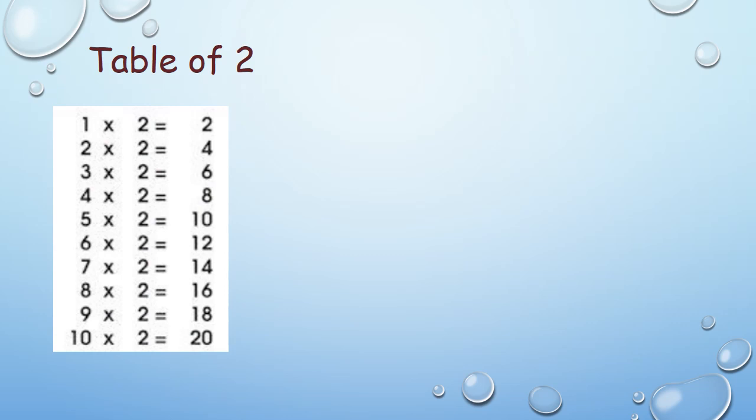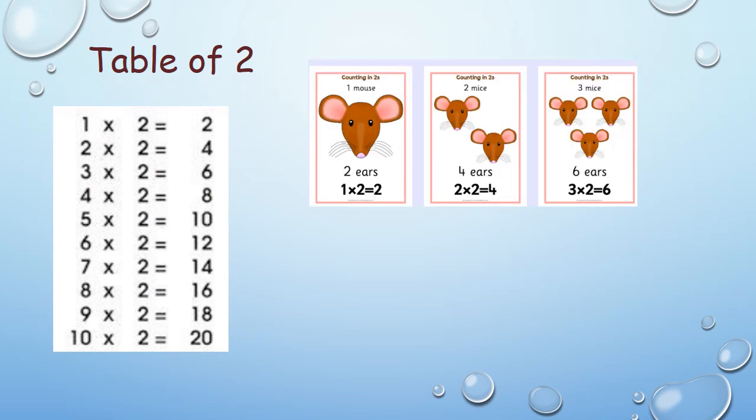Now, with the help of skip counting, it is easy to learn the table of 2. Here we have a mouse who has 2 ears. Number of ears are 1 two is 2. And when we have 2 mice, their number of ears are 2 twos are 4. If there are 3 mice, their number of ears are 3 twos are 6.